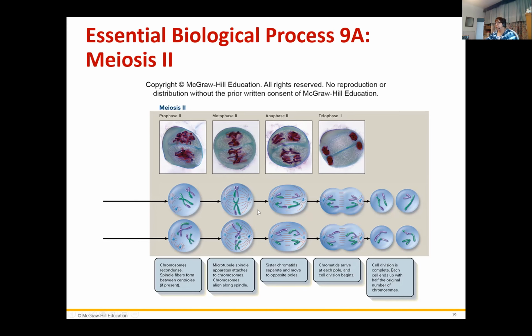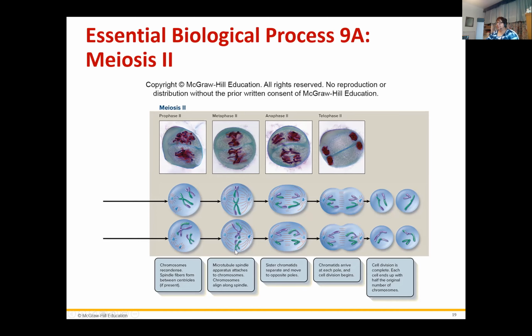And notice that now we have two cells in every diagram. And they're doing the same thing at the same time. The only difference is that their DNA is half as much as when they started, and their DNA is not genetically identical. So here's prophase 2, and notice that again, the spindle fibers are being formed by the centrosomes. Those spindle fibers are eventually going to attach to the chromosomes.